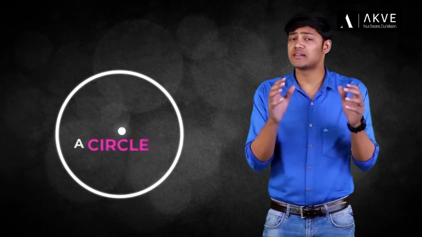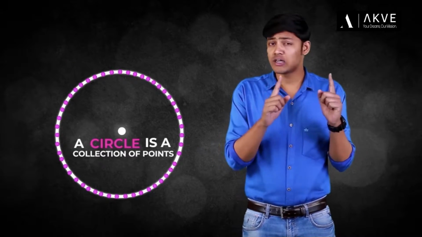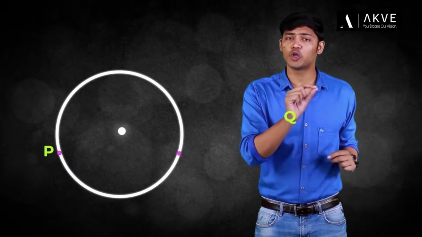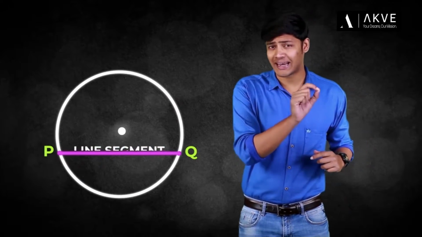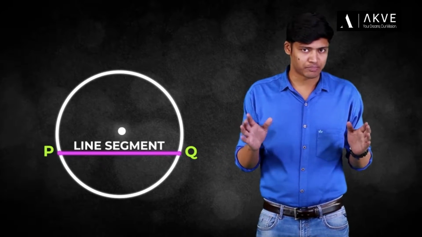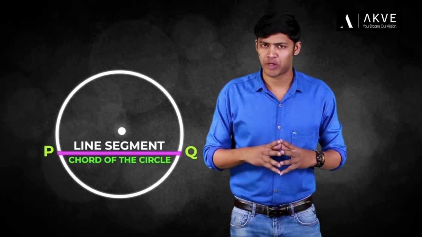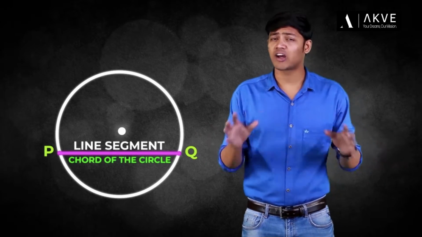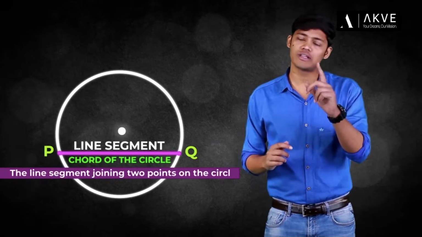We said that a circle is a collection of points. Now, consider 2 points P and Q on the circle. If we join these 2 points, we get the line segment PQ. This line segment PQ is known as the chord of the circle. So, we can define a chord of the circle as the line segment joining 2 points on the circle.